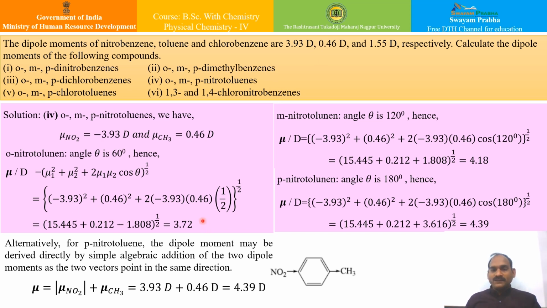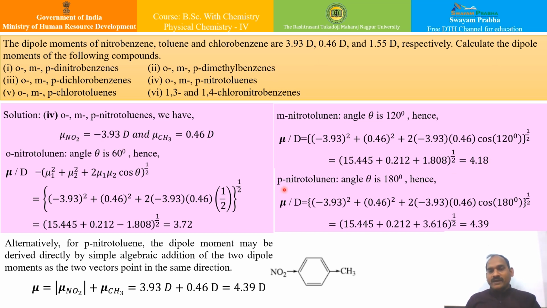Okay. Similarly, if I take the case of metanitrotoluene, the angle between the two bond moments will be 120 degrees, and therefore if I substitute these values, the dipole moment will be, μ1 square plus μ2 square plus twice μ1 μ2 into cos of 120. If I calculate, I get the overall dipole moment of metanitrotoluene as 4.18 D.